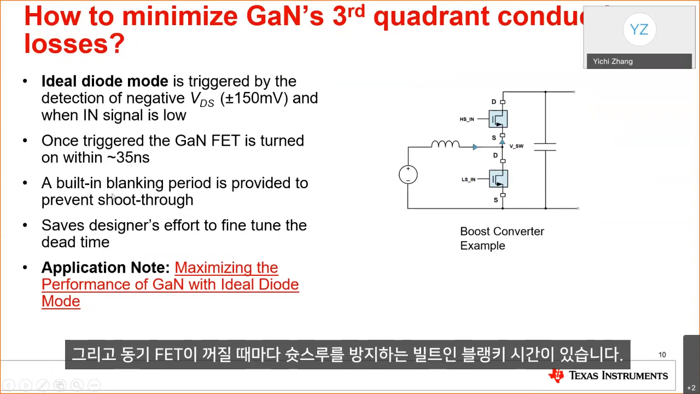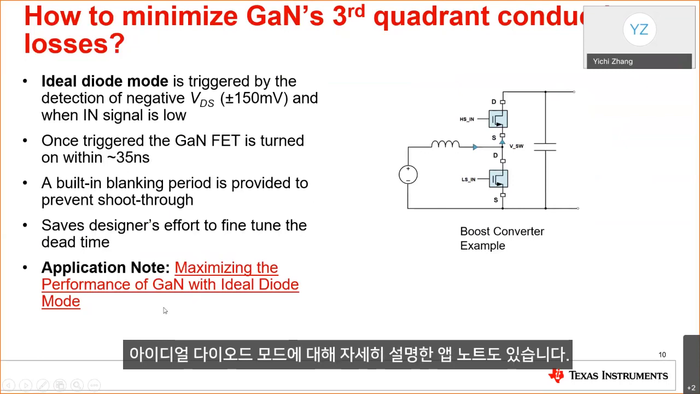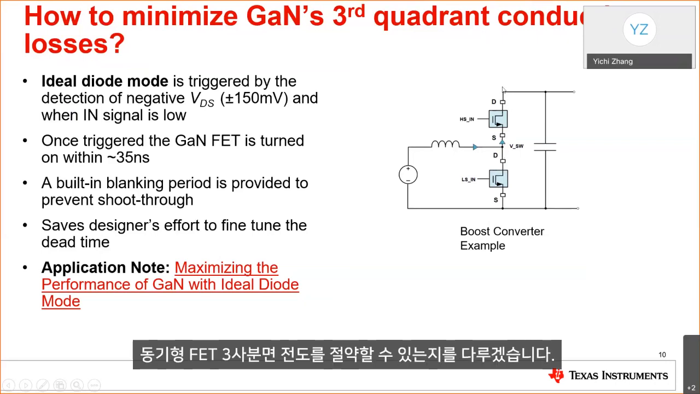And then there's a built-in blanking time to prevent shoot-through whenever you have the asynchronous FET turned off. And then it saves designers' effort to fine-tune the dead time. And we do have app notes talking about ideal diode mode in detail outlined here. In the next slide, I will be going over a boost converter example, as you can see on the right, and how it can save the synchronous FET third quadrant conduction, which is a high side FET.